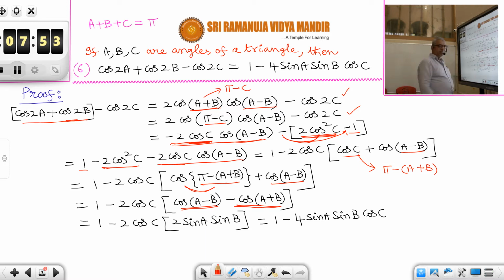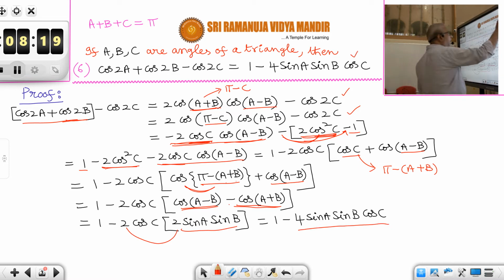Cos(A minus B) is cos A cos B plus sin A sin B, minus in the bracket cos A cos B minus sin A sin B, which is cos(A plus B). Okay. Cos cos gets cancelled. Sin sin will add up to 2 sin A sin B. Okay. So therefore 1 minus 2 into 2, that is 4 sin A sin B cos C. 1 minus 4 sin A sin B cos C, that is the right hand side.